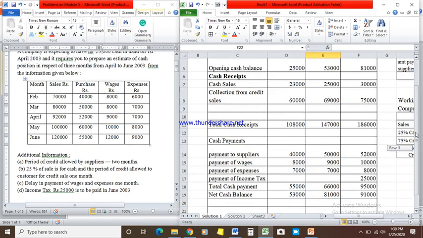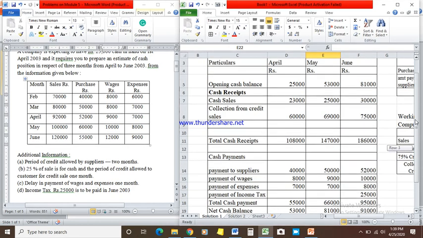By preparing this cash budget, what we are going to understand is, if you look into each month, in April there is a surplus cash balance of 53,000. In May we have 81,000 and in June we have 91,000. By looking at this, the firm will understand in which particular month they will have a surplus cash balance. If the company wants to keep this surplus cash idle, it is up to them, or else they can maintain the required cash balance for the next month and invest the remaining amount in some short-term instruments. In this way the first cash budget is prepared.